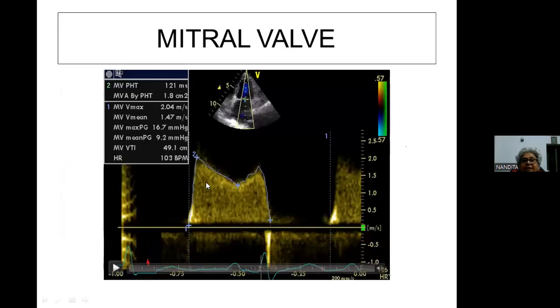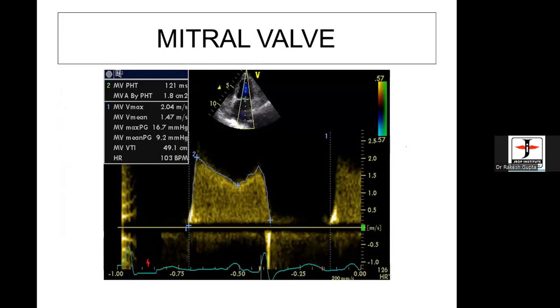You don't have to wait for anything to happen. This is automatically measured, like in the other one. We were just explaining what is pressure half time. Look at this mitral slope. You look at the point 2. Dr. Nandita, can you show the point 2? Yeah, point 2 to next plus arrow. Show this next point.